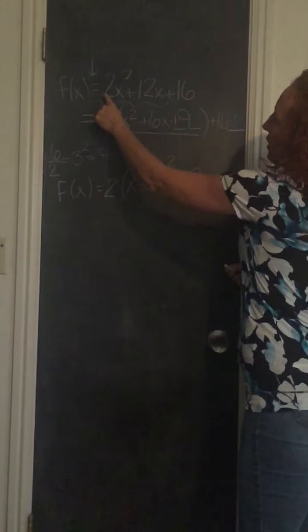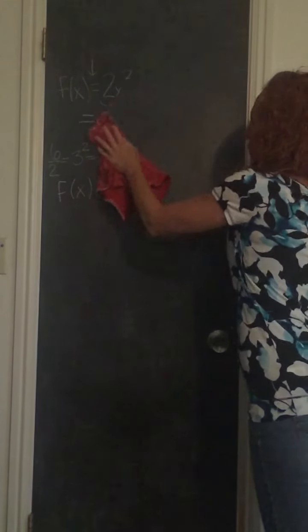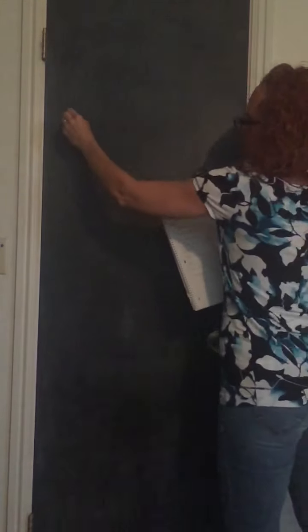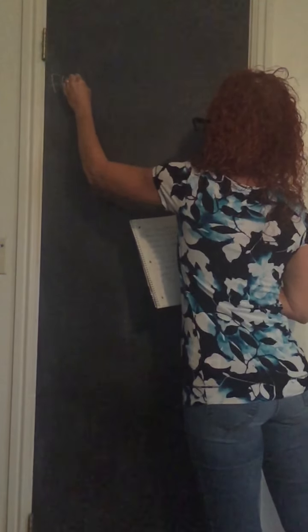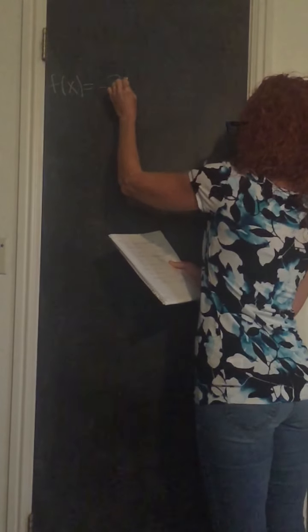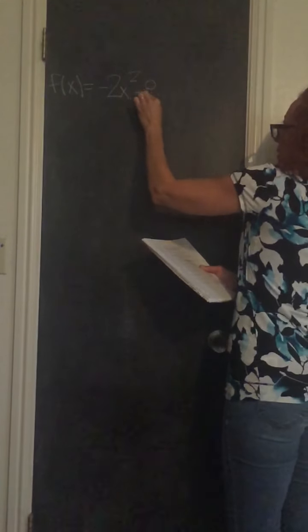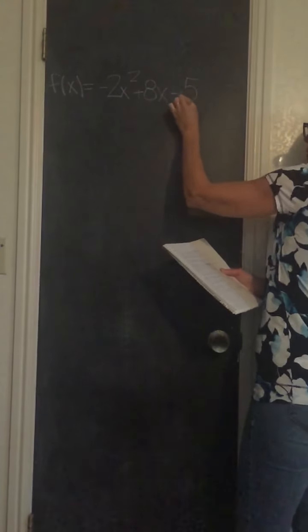What if this number here, that leading coefficient, that a value is negative? Well, we know our parabola opens down, but it does kind of change some of what we do with the completing the square. So f of x equals negative 2x squared plus 8x minus 5.